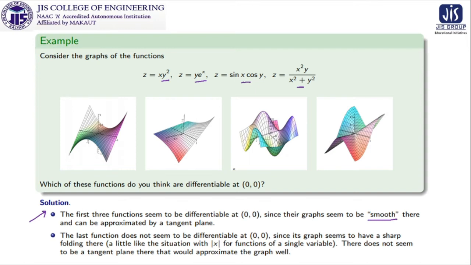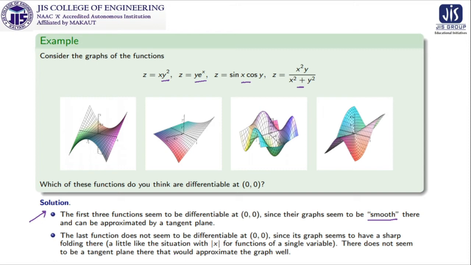But the last function does not seem to be differentiable at (0,0) because at (0,0) it is not smooth; rather, we see that it has some sharp folding. That is, there is a folding and the folding is very sharp. That is a little like the situation with mod x for a function of a single variable. There does not seem to be a tangent plane that would approximate the graph.